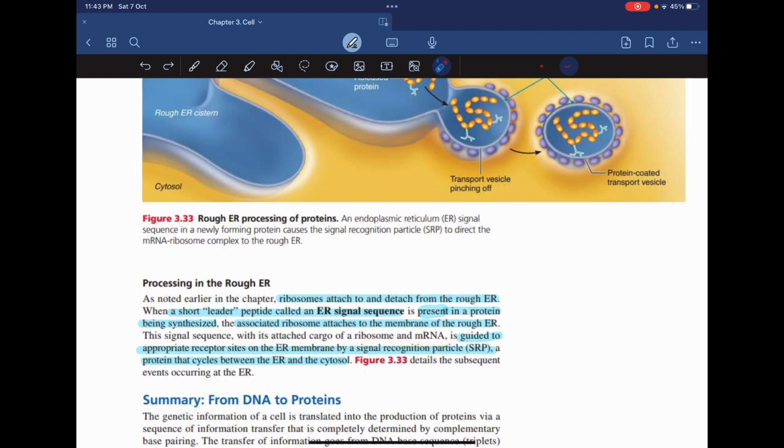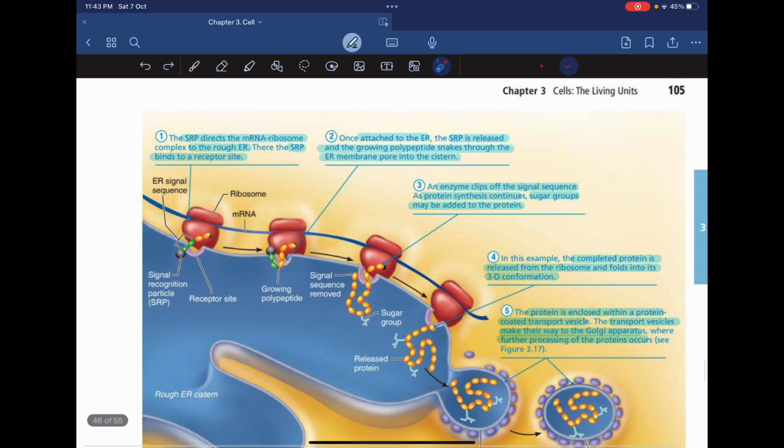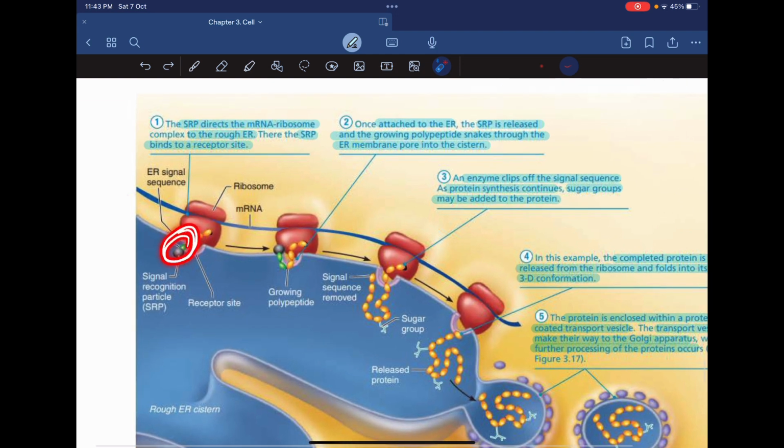It's guided to appropriate receptor sites on the ER membrane by a signal recognition particle, which is a ligand, a protein that cycles between the ER and the cytosol. Here they are showing us the ER signal sequence. So the SRP directs the mRNA ribosomal complex to the rough ER. There the SRP binds to a receptor site. This is the receptor site, this is the SRP itself, and this is the sequence. They bind to the receptor site. Then once it's attached to the endoplasmic reticulum, the SRP is released.